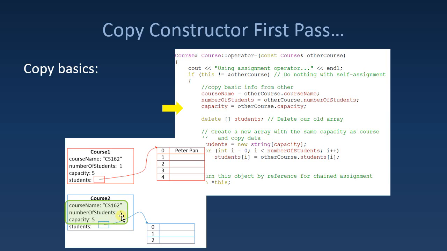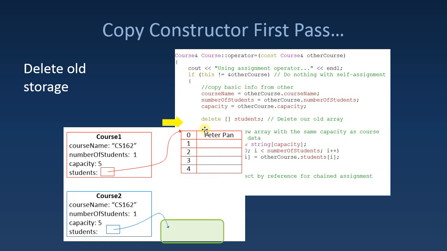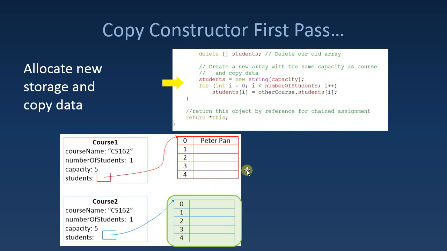Now, obviously we're a little out of sync right now because we think we've got an array of size 5, but we really only have a pointer to a size 3. But that's okay because we're about to delete our old storage. We're just going to toss our old storage and make a new chunk of storage that's got the right size. And so that's the next step.